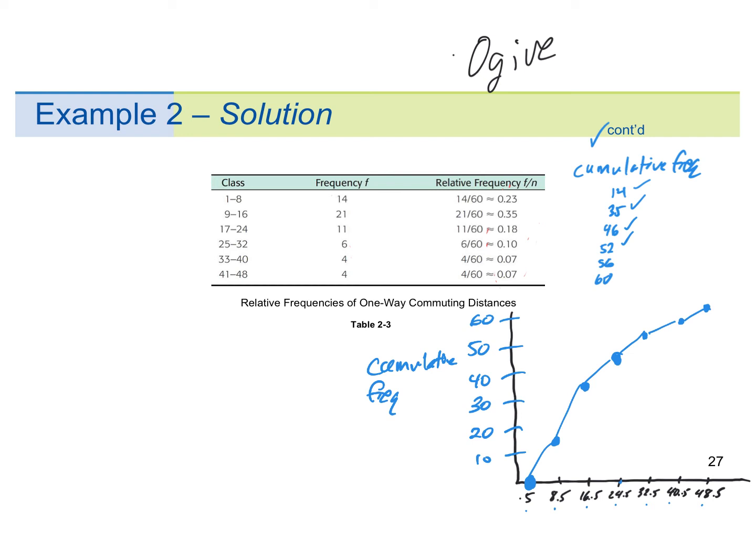An ogive comes from your cumulative frequencies. You must start at 0, and then at each other class boundary, you're going to put a dot for each of the cumulative frequencies. Okay?